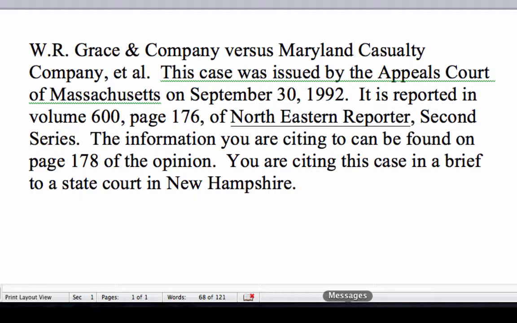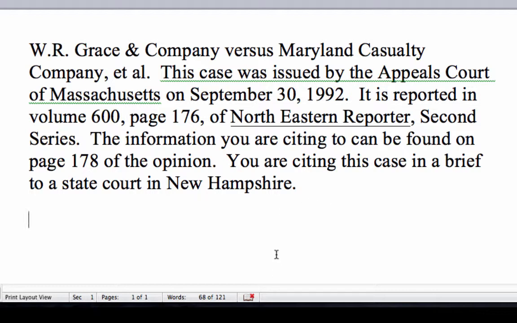So in this case, it's W.R. Grace and Company versus Maryland Casualty Company et al. This case was issued by the Appeals Court of Massachusetts on September 30th, 1992. It is reported in volume 600, page 176 of Northeastern Reporter, 2nd series. The information that you're citing to can be found on page 178 of the opinion. You are citing this case in a brief to a state court in New Hampshire.